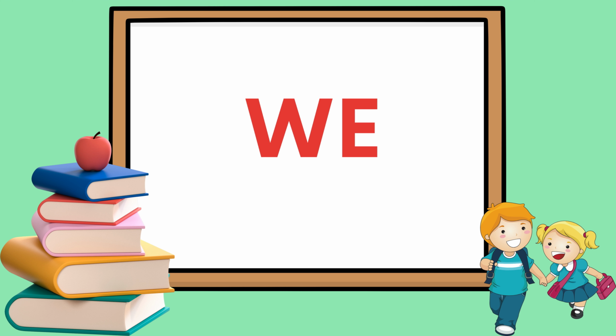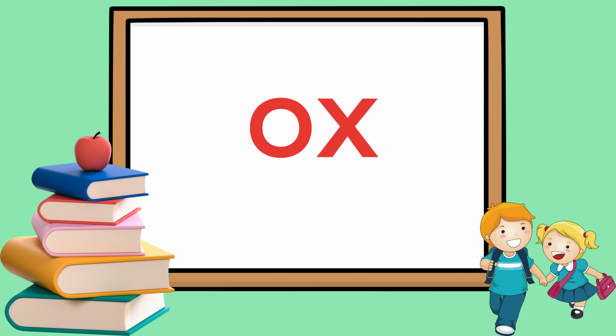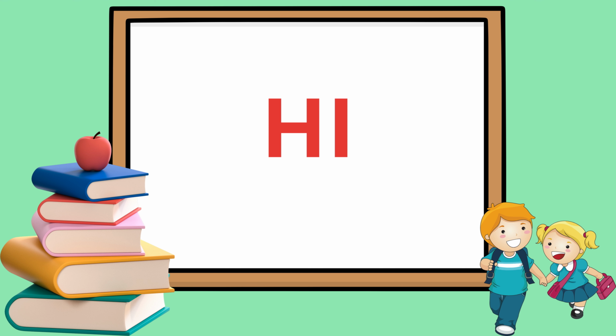Now let's learn another two-letter word. This one is we. We is a word that we use to talk about ourselves and others. For example, we are going to the store. Ox. Ox is a word that we use to talk about an animal. And finally we have hi. Hi is a word that we use to greet someone. Can you say hi to me?